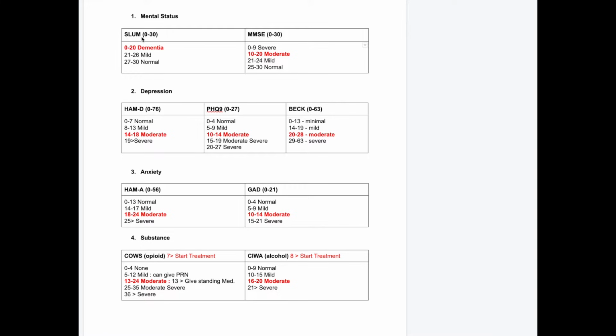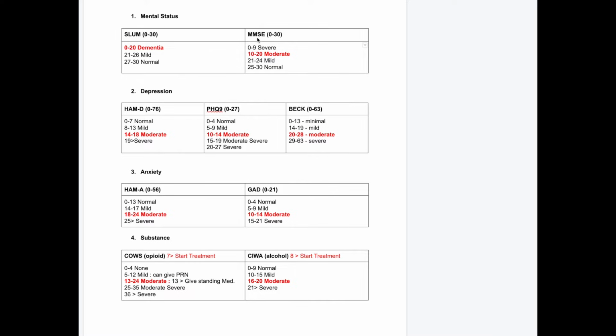Now, for SLUM, it can go from 0 to 30. This part you don't really need to know, but it's good to have in the back of your head. SLUM is from 0 to 30, and 0 to 20 on the SLUM scale is considered having dementia. 21 to 26 is considered mild impairment in your mental status, and 27 to 30 is normal.